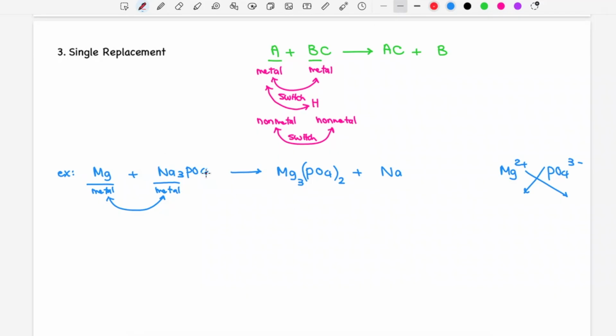So for balancing, I see there's 2 phosphates on the right. So I put a 2 over here. As you can see, I'm balancing phosphates together.